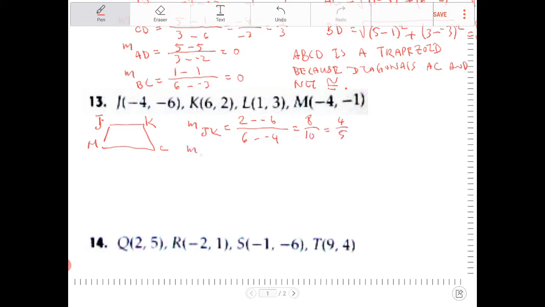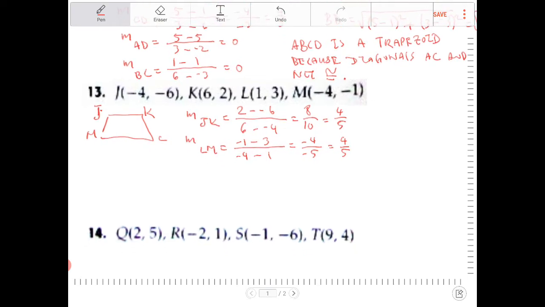The slope of ML, or LM, is equal to negative 1 minus 3 over negative 4 minus 1. And that is negative 4 over negative 5, and that's 4/5. Positive 4/5 and positive 4/5. This is indeed a trapezoid, because I have a pair of sides that are parallel.